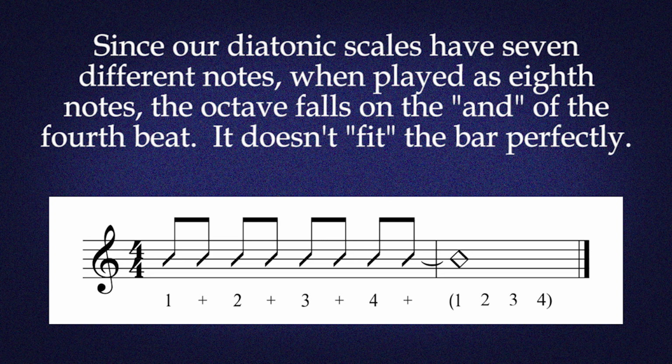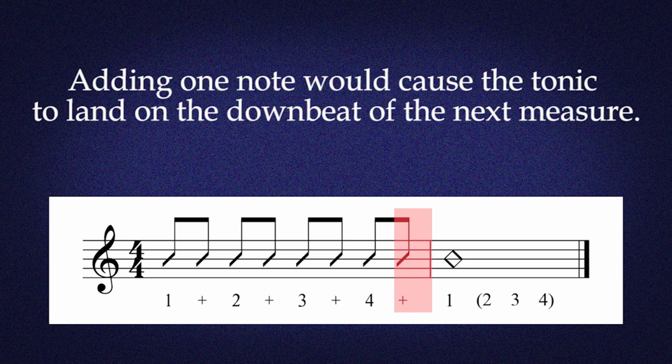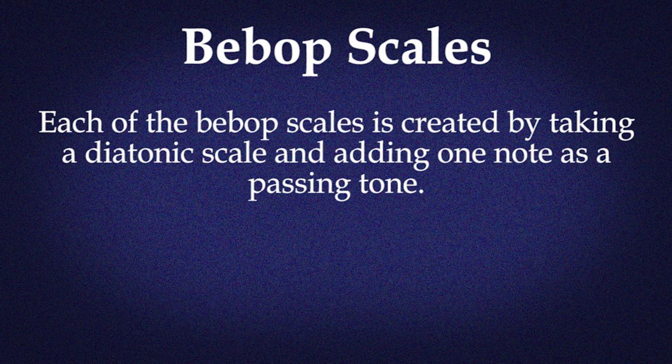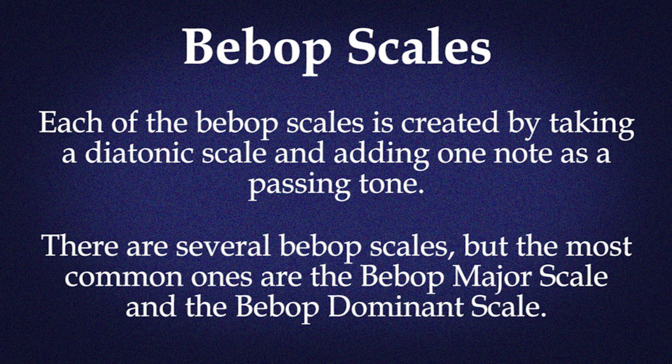However, our diatonic scales only have 7 notes in them, so they don't fit the measure perfectly. Adding one additional note would fix this and allow for the tonic to land on the downbeat of the next measure. Because of which note is being added, it also puts all of the chord tones on the downbeats throughout the measure and makes the scale sound much more melodic. So, each of these scales is created by taking one of the diatonic scales and adding an additional note to them as a passing tone. There are several bebop scales, but the most common ones are the bebop major scale and the bebop dominant scale.